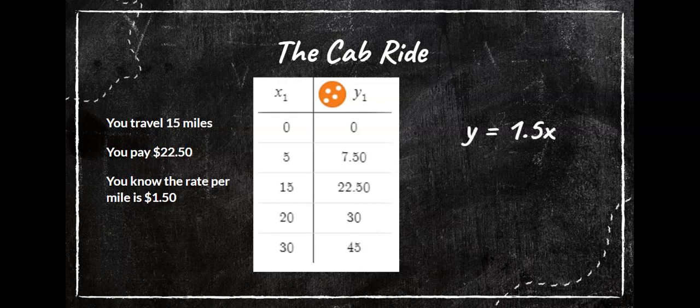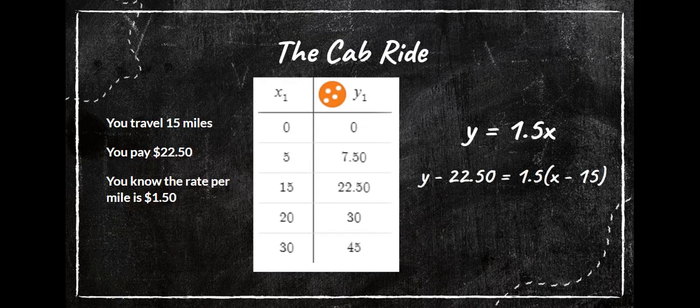Many people wrote the equation y equals 1.5x. This equation is written in slope-intercept form, and it represents the situation perfectly. The only problem is that in order to write this equation, you couldn't go directly from the given information in the problem. You had to make a table first. So at the end of the exploration, they asked you to consider a second equation.